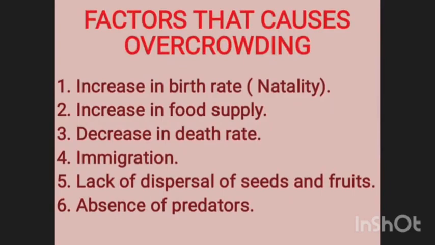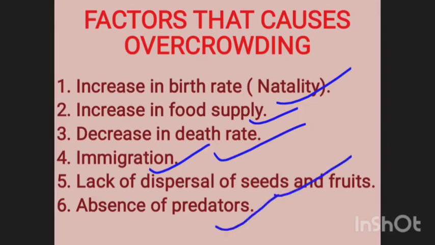Let's look at factors that can lead to overcrowding. Number one, we have increase in birth rates, which is also known as natality. We also have increase in food. When there's enough food, trust me, the population will increase. Decrease in death rates. Immigration is when organisms move from one spot to another place. That is immigration. Number five, lack of dispersal of seeds and fruits. When some plants do not disperse their seeds and fruits, that plant community will be what? Overcrowded. So lack of dispersal of seeds and fruits can lead to overcrowding.